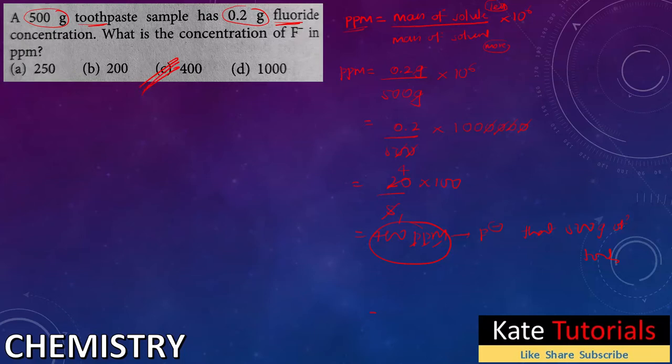In the direct question they have asked, unless you know which is the solute and which is the solvent, that is toothpaste, and the formula of ppm, you can't find this answer. But once you know all these basic formulas, you can easily find the answer. That is C, that is 400 ppm.